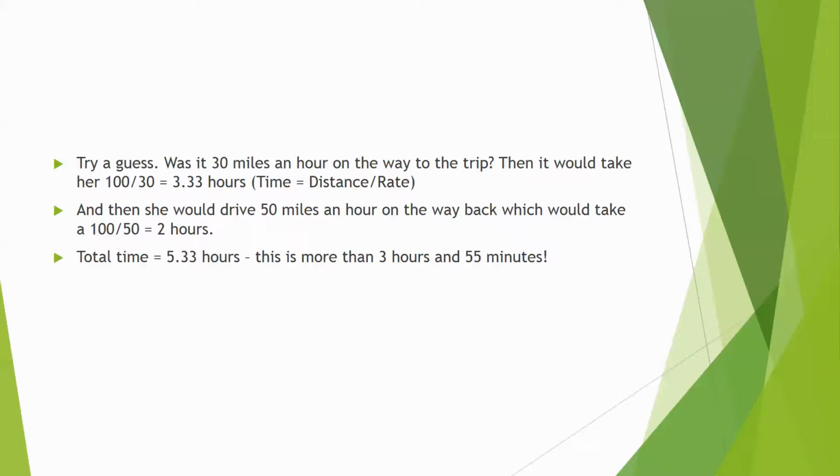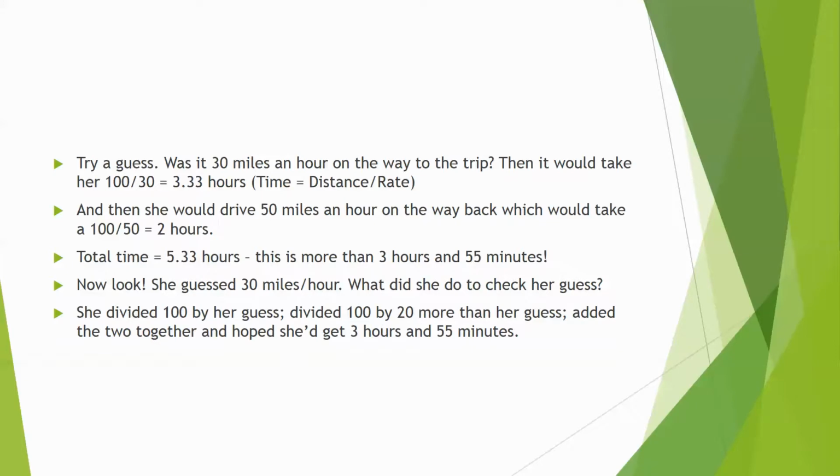So 30 isn't right. Now we could get an answer by guessing and checking and just continuing, but here the name of the game is to find an equation. So what we're going to do is ask ourselves, once she made that 30 mile an hour guess, what did she do to check whether it was right? She divided 100 by her guess to find the time on the way there. Then she added 20 to the guess and divided 100 by that. And adding the two together, she hoped she'd get 3 hours and 55 minutes.